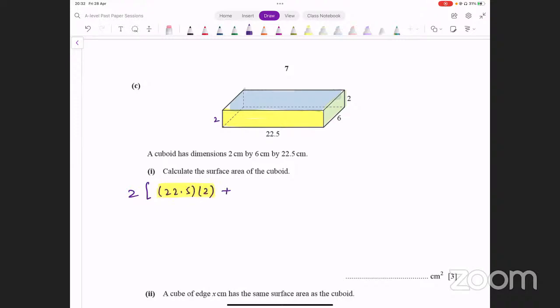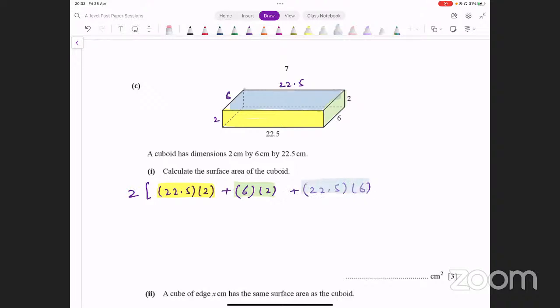अच्छा, प्लस लेट्स डू द ग्रीन वन. उसका एरिया कितना हो जाएगा? 6 into 2. Let's do the blue one, ऊपर वाला. उसके लेंथ आपके पास क्या है? This length is 22.5 and the side length is 6. If this is 6, this is also going to be 6. तो उसकी लेंथ क्या होगी? 22.5 and 6. 22.5 into 6.